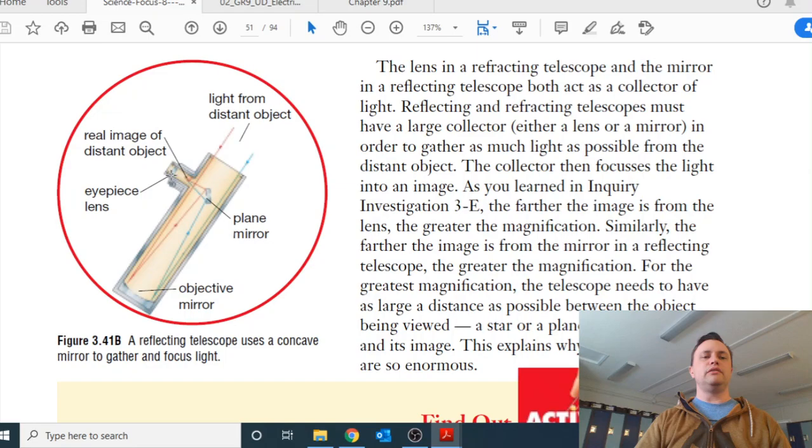So objective, I always just think the object I'm looking at is on that side, and my eyepiece, my eye, is on that side. So that's how I always remember that. Not overly complex, but those are two things, and I'll post another video about how telescopes work.